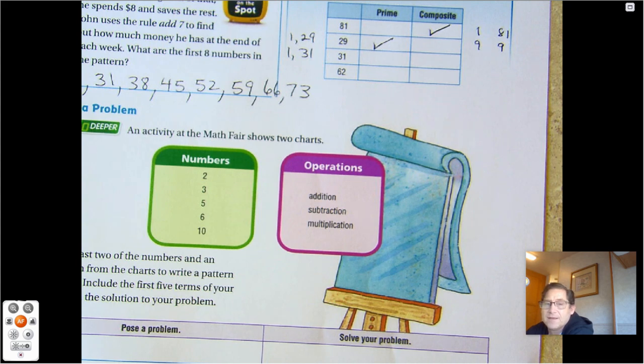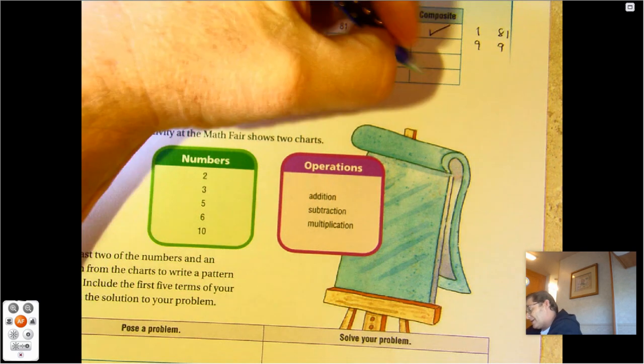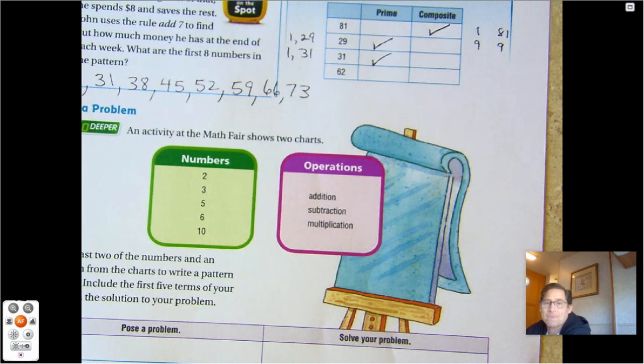7 times 4 is 28. That's the closest I'm going to get to 31. 8 times 4 is 32. No. 9, no, because if I add the digits, 3 plus 1 is 4, and 4 is not divisible by 9. So that's it. So 31 is prime.